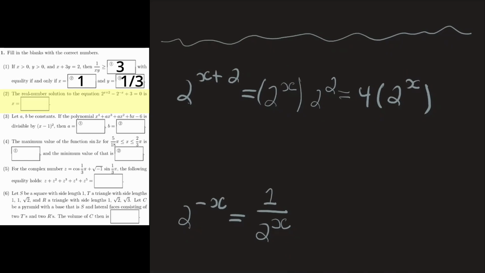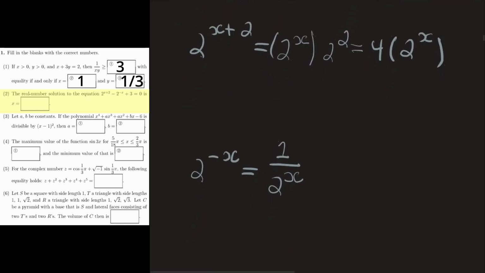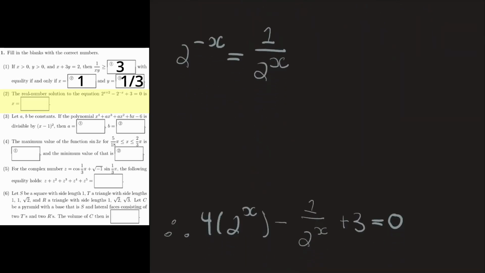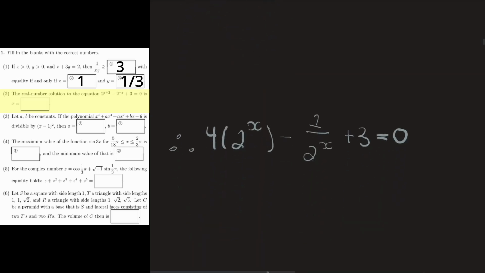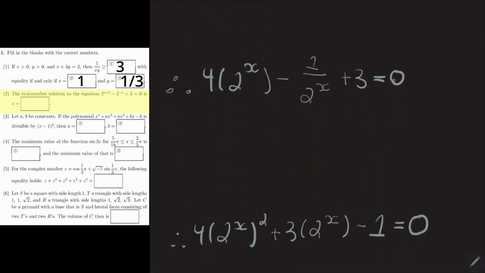And then the second term, 2 to the power of negative x, is, of course, just 1 over 2 to the power of x. So now we have the whole equation written in terms of 2 to the power of x, like this. It's often useful to get rid of the fraction, so we're going to multiply both sides of this equation by 2 to the power of x. Of course, 0 multiplied by anything is just 0, so that side doesn't change.